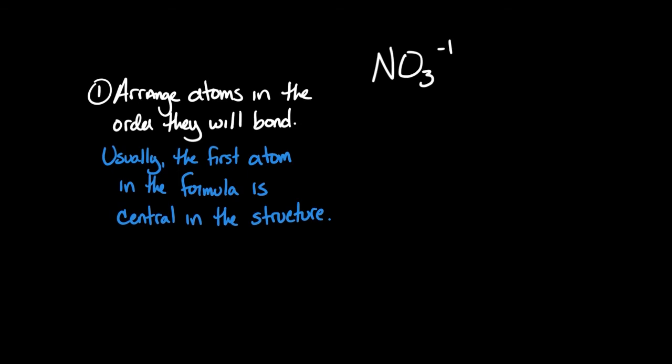Let's work through these same 5 steps with a different compound. We're going to see some differences between this compound and CCl4. Let's draw the Lewis structure of nitrate, or NO3, with a -1 charge. Again, we're going to start by arranging these atoms in the order that they'll bond. Nitrogen is central, and the 3 oxygens around it.